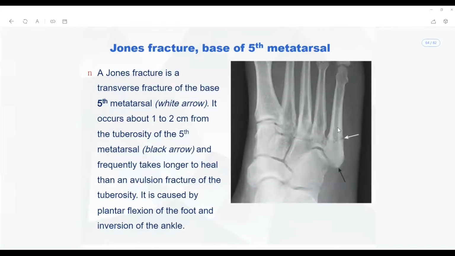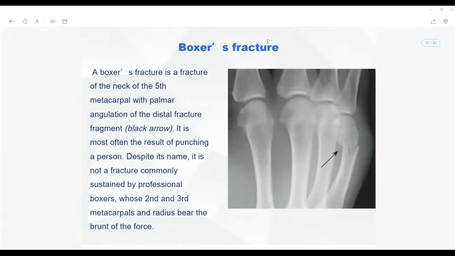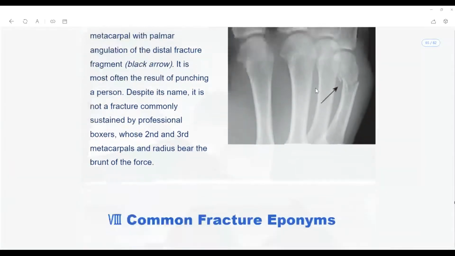So this is actually called the Zone's fracture. The fracture of the fifth metacarpal is actually called the Boxer's fracture. Very, very simple. It's not really very difficult to understand. They are quite easy to recognize.